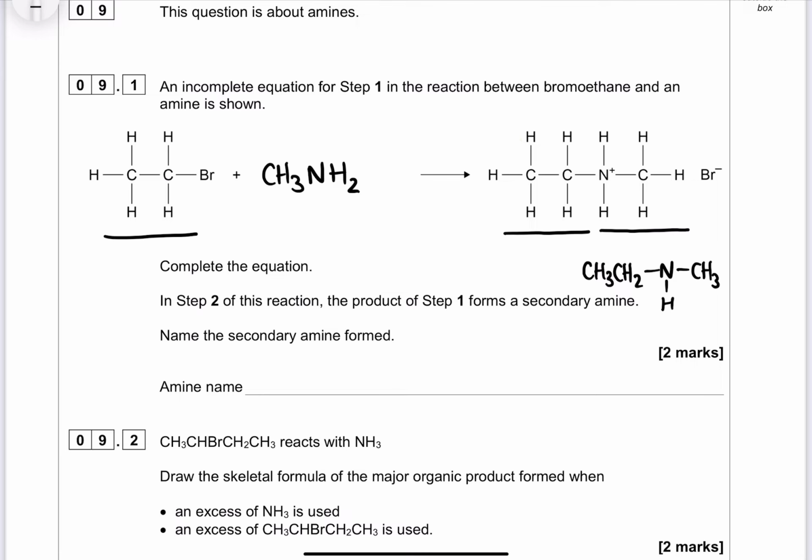The longest carbon chain containing the amine functional group is now this bit, so it is a longer chain. It's now ethylamine, and it has got a methyl group attached to the nitrogen, so it is N-methylethylamine.